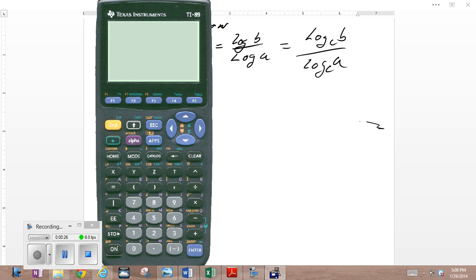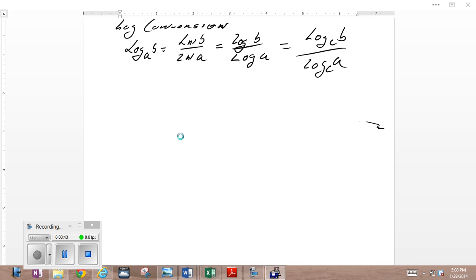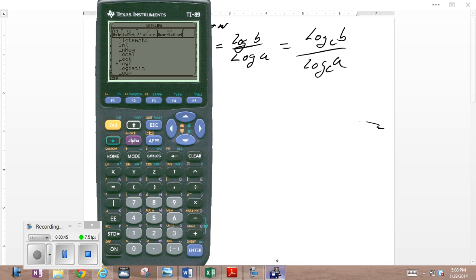The common log is buried in the catalog. So once you go to the catalog, strike L, and there you go. You're going to look for the common log. It's down there, there it is, log. So if I want the log of 1,000, that should be 3, and there it is.